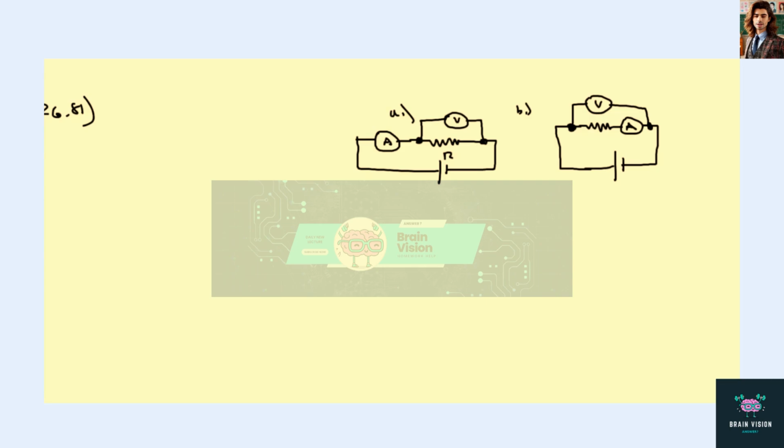Okay, so we're doing chapter 26, problem 81. It says a voltmeter and ammeter can be connected as shown in figure A, which is the left circuit I have shown here, to measure the resistance R.